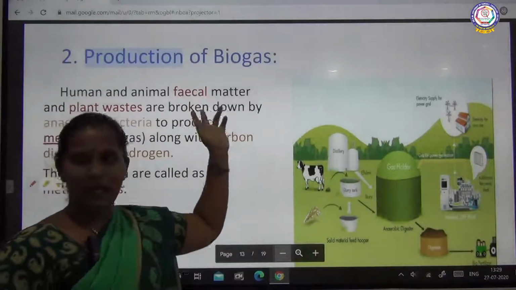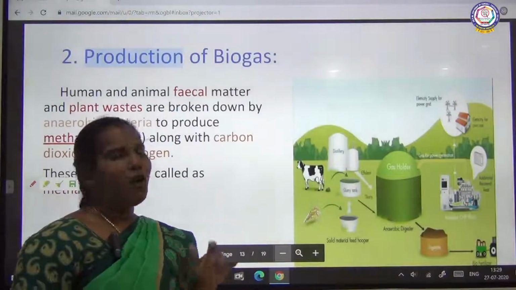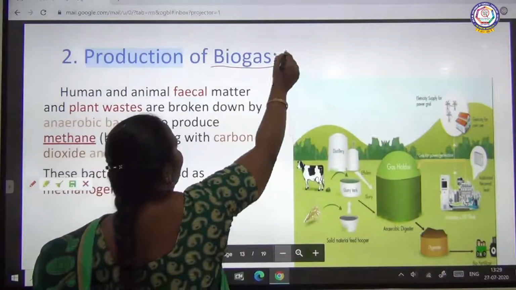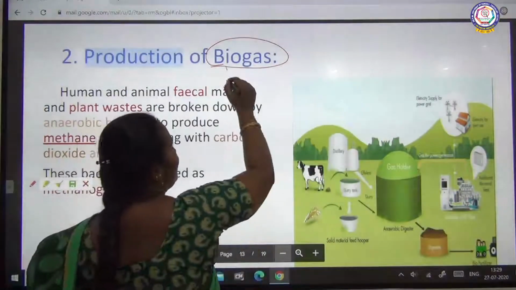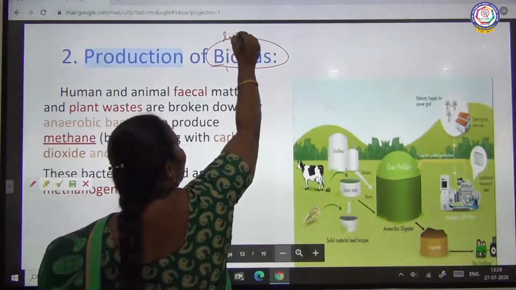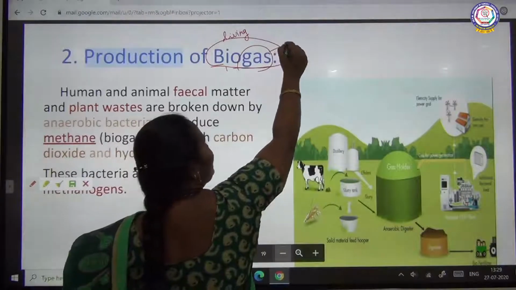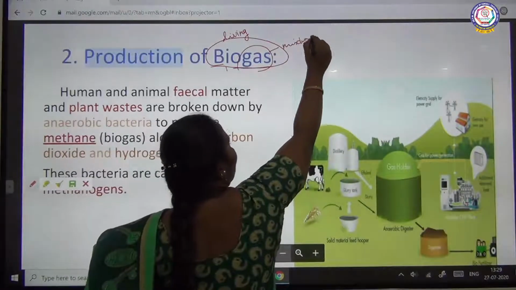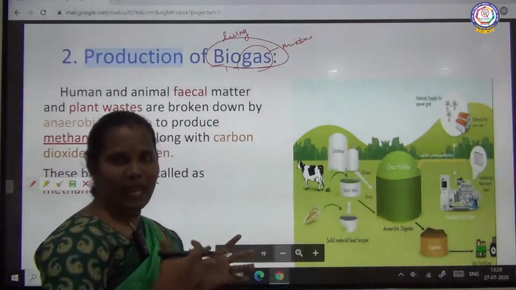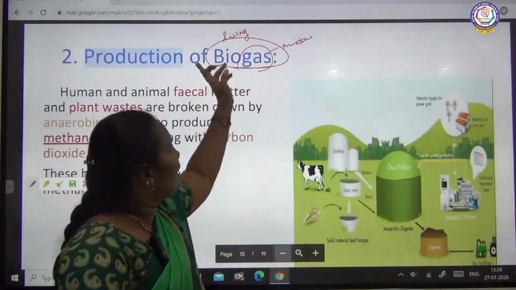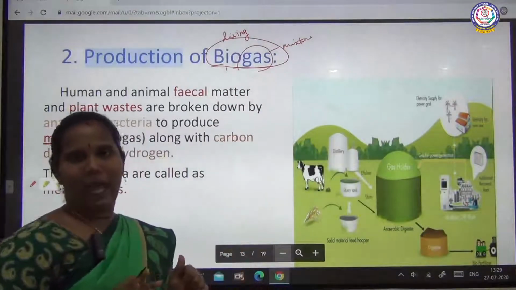Then the second one is the production of biogas. What does biogas mean? Do you know what biogas is? Bio means living. Gas, we know, is air. A mixture of gases is called air. So biogas is one of the gases, one of the air.